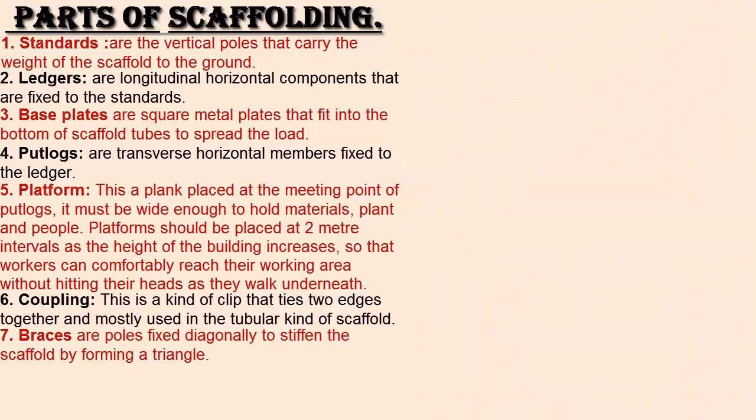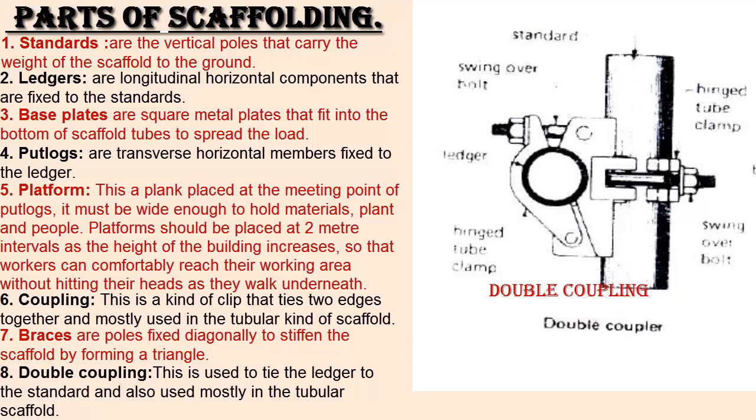We have double coupling. The double coupling is used to tie the ledger to the standard. That is mostly used in tubular scaffolding. That is when we talk of the iron scaffolding. So those are the few parts of scaffolding we have.